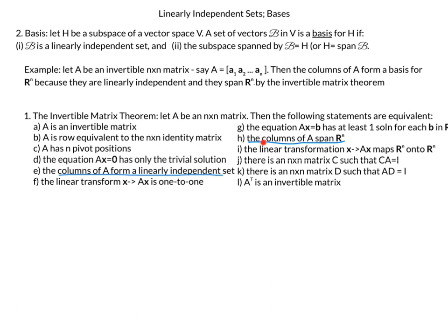So what we have is, if A is an n by n matrix, one, the columns of A span Rn. That meets our first criteria for a basis. And then second, the columns of A form a linearly independent set. So that meets our second criteria. And that's why we say that the columns of A then form a basis for Rn.